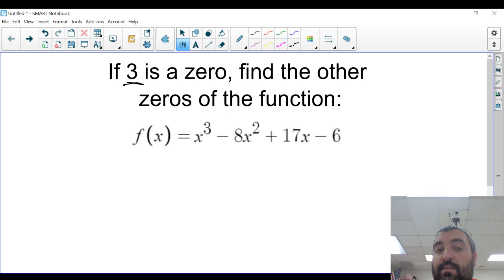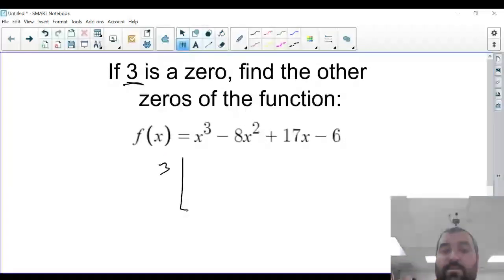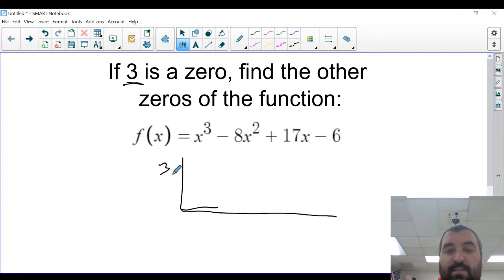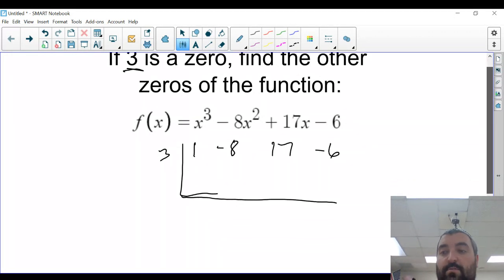Now, you could write this as a factor, so x minus 3, and do long division. But since we already got it as a zero, I'm going to go ahead and just do synthetic division. I know different people have slightly different setups, but I do the big L. So 3 goes on the outside, then 1, -1, 17, and -6. And now I just follow my algorithm for synthetic division.